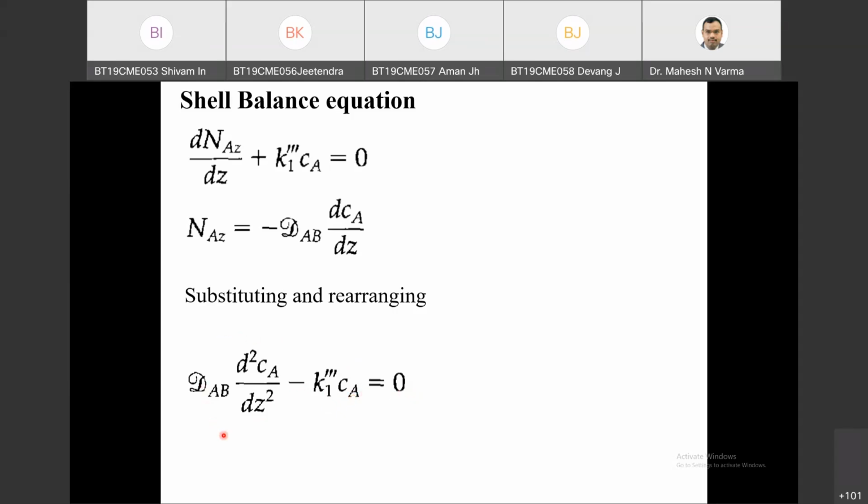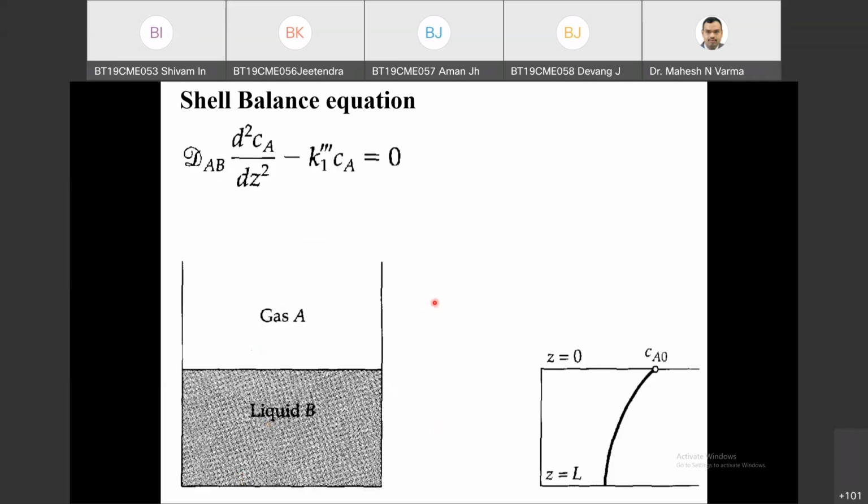Now solving this differential equation. That is what I was telling, actually this is not straightforward. This differential equation is a second order linear differential equation. Even though it involves only one parameter C_A and one dimension Z, still it is not so easy. There are standard solutions available for this. For using that standard solution, initially we need to convert this equation into standard format. So this is the equation we will get.